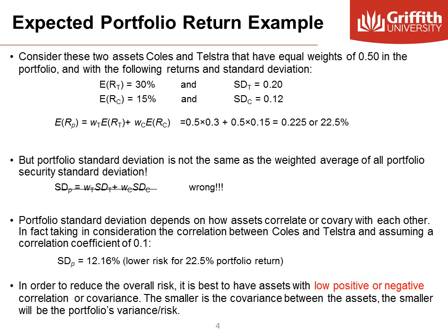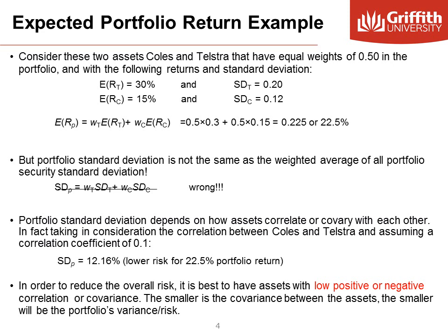Let's look at this example, where we have two assets of equal weight in the portfolio, Coles and Telstra. Coles has a 15% return and a standard deviation of 12%, and Telstra has a 30% return and a standard deviation of 20%. What is the portfolio expected return if the two assets are invested in the portfolio? Applying the formula, we find the expected return of the portfolio to be 22.5%.